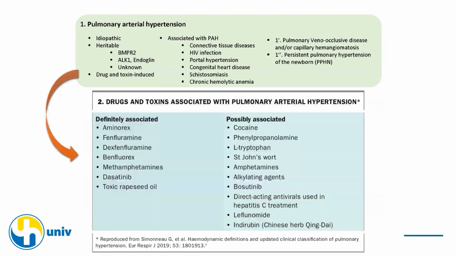And the drug and toxin chart, here's the associated drugs with pulmonary arterial hypertension. The top four are these weight loss drugs that were used back in the 90s. And then dasatinib is used in leukemia. Toxic rapeseed oil, that was used as a cooking oil in Spain in the 80s. But by far, the most common drug that causes pulmonary arterial hypertension is methamphetamine.